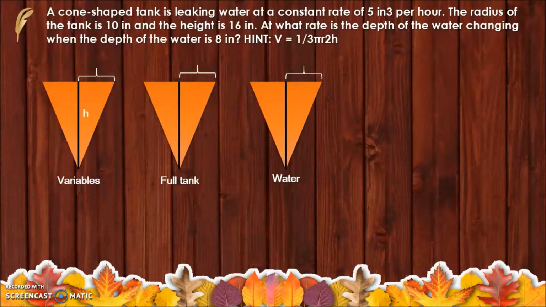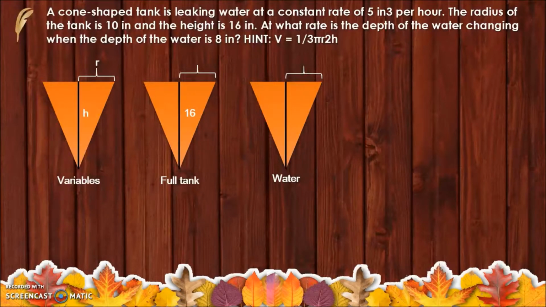And then we're going to call this part r, which is going to serve for radius, because we know that the whole bottom part will be the base, which is going to be the diameter, but they're giving us a radius, so that's going to be half of it. From the information that they give us, we know that the height of the full tank is 16 inches, and we also know that the radius is 10.